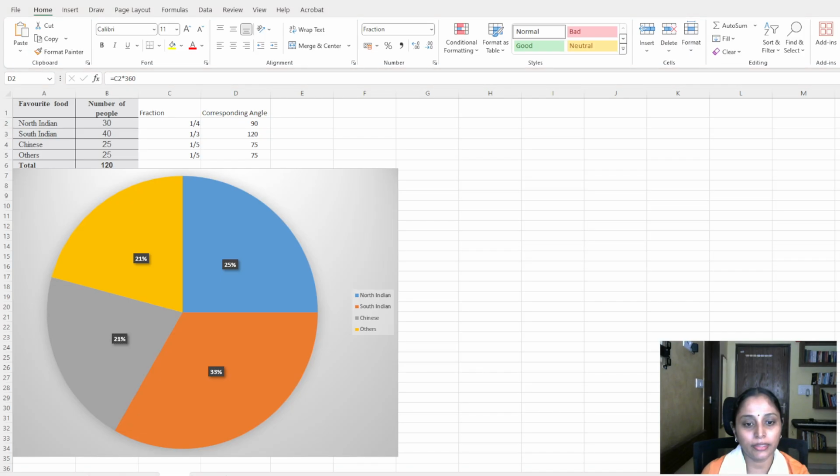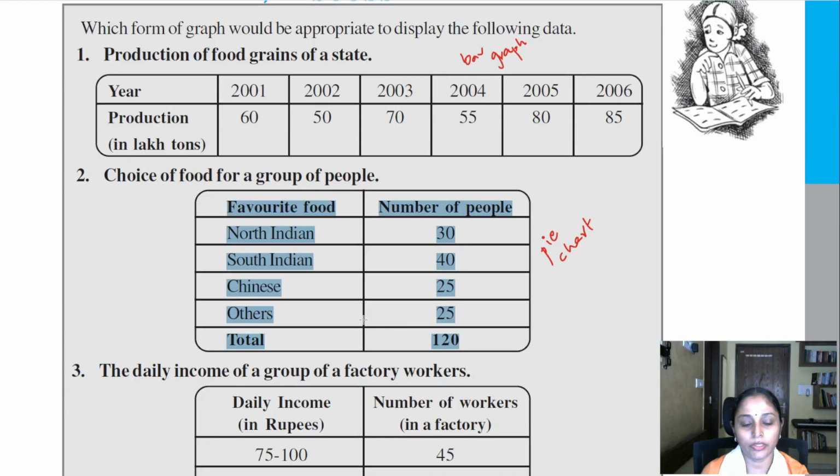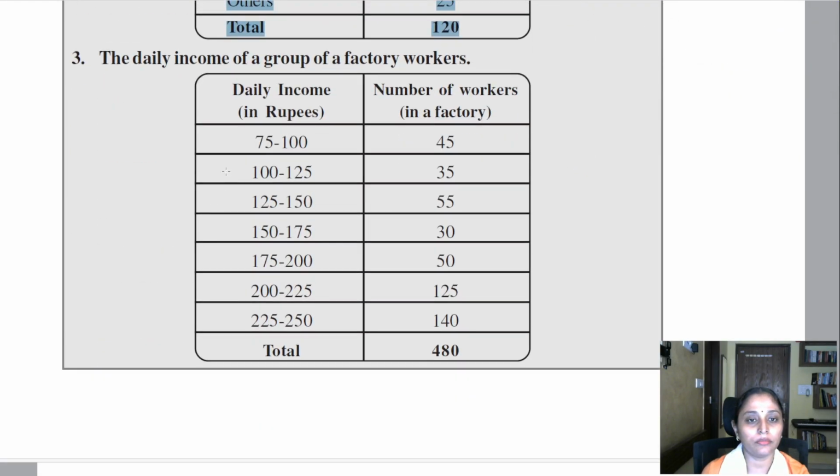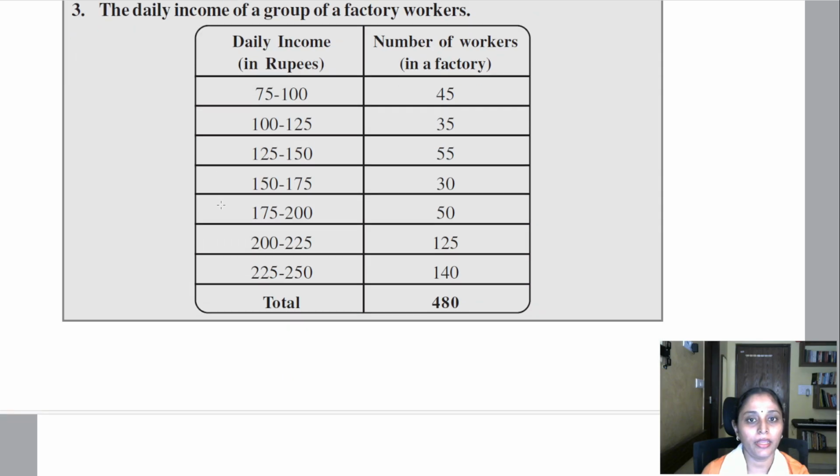Next, let's look at the next example given to us. The daily income of a group of factory workers. They have given a range over here. Okay, they have given the range 75 to 100 rupees daily income, 100 to 125, and so on, up to 225 to 250, and the number of workers that are getting in this particular range, that frequency, is given to us. And then they are mentioning the total number of workers is 480.